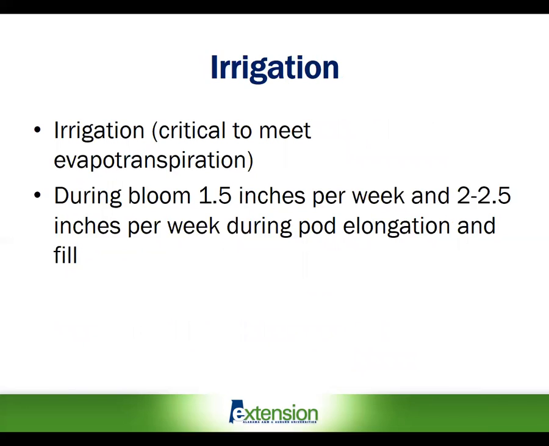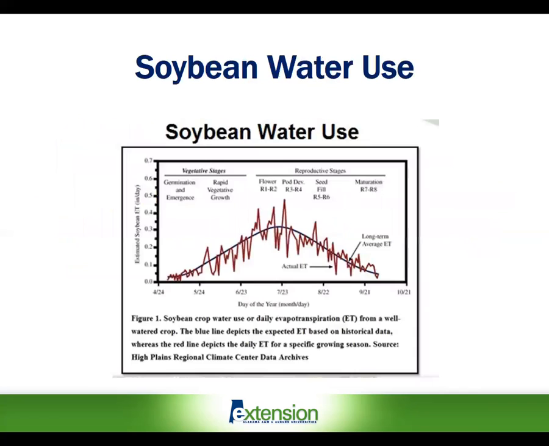Now, most of our growers don't have irrigation, but for those that do, it's critical to meet the demands of evapotranspiration. And that's during bloom about 1.5 inches per week. Once you get into pod elongation and pod fill, you're talking about 2 to 2.25 to 2.5 inches per week. When you look at our water use chart, of course, you know when you start to get the flowering, pod elongation, pod fill, that is your highest demand for water.